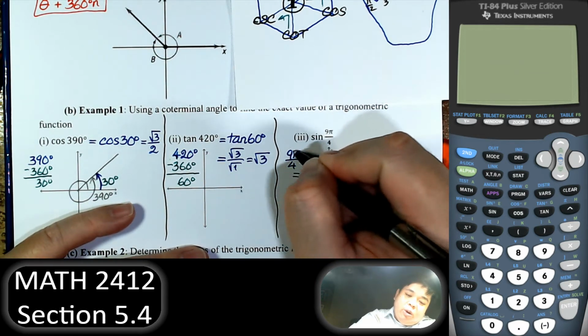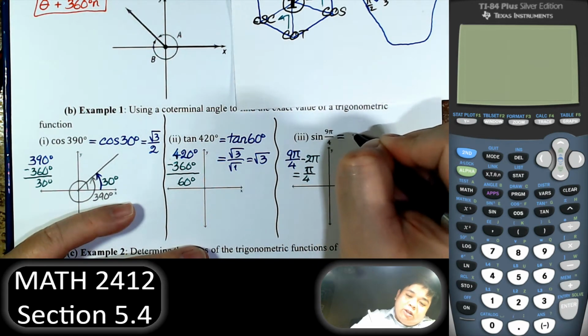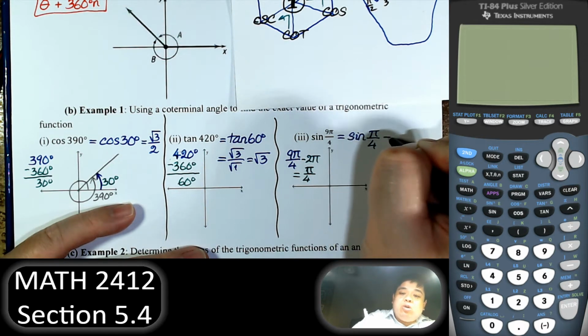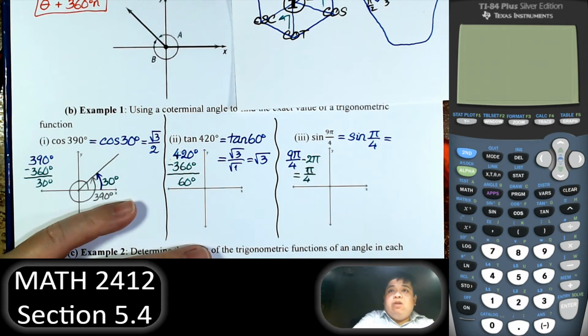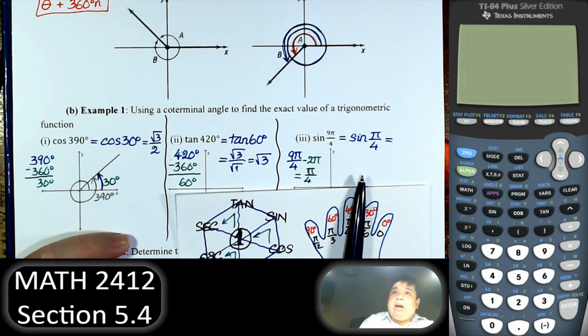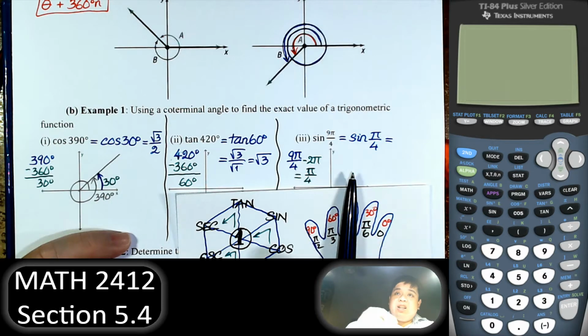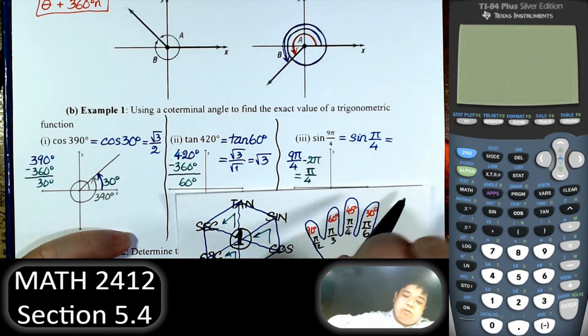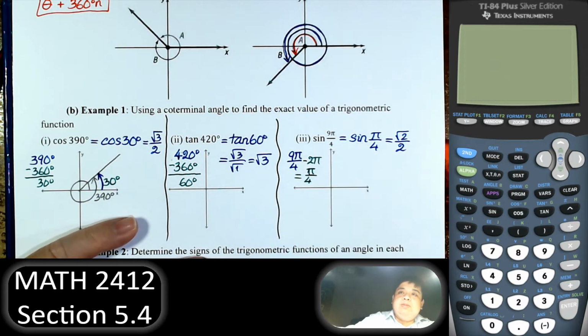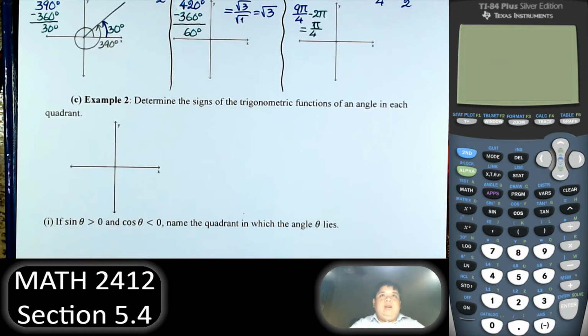Now pi over 4 and 9 pi over 4 are coterminal angles, so the trig function values will be the same. Sine of pi over 4, and sine will be the number of fingers on the right-hand side. Take the square root of that, so square root of 2 over 2. Right, so that's simple enough.